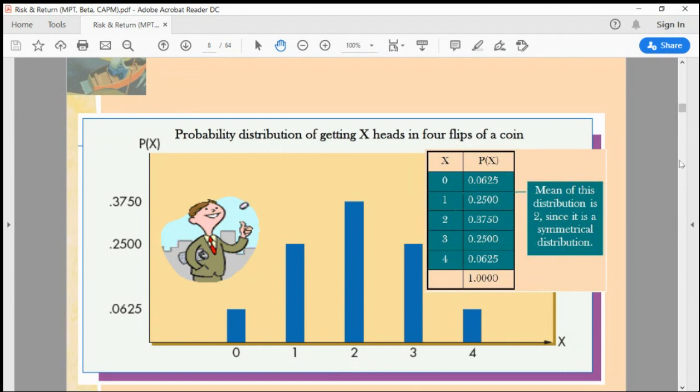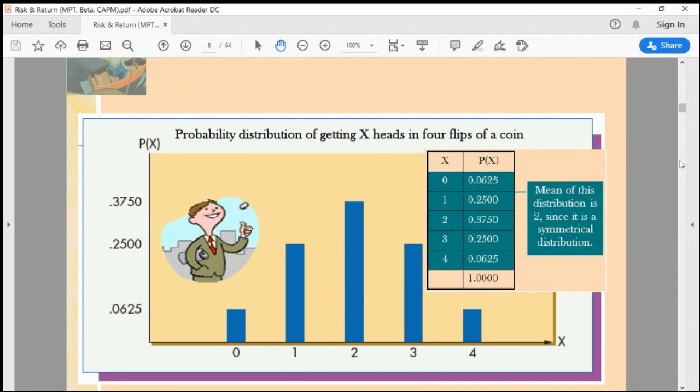Four flips, right? Then there could be, I mean, if you flip it 2 times first, let's think about 2 flips. There can be head, head, right? There can be head, tail, right? Or there can be tail, head, right? And there can be tail, tail. So that's an example of 2 flips.